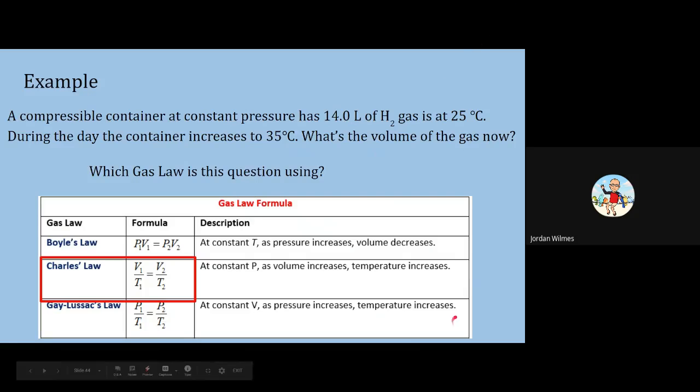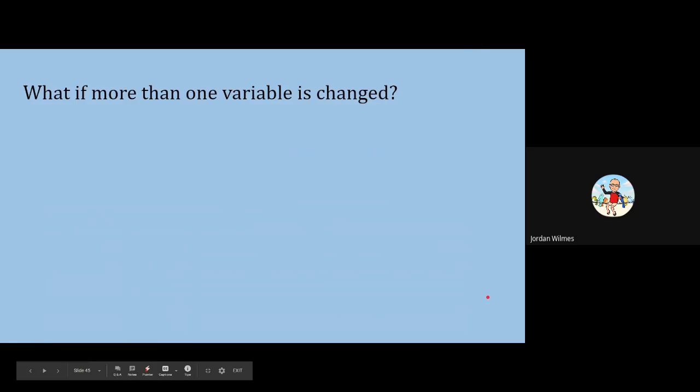I don't know if it was in this class or another class, but someone asked me, well, what if more than one of the variables is changed? Let's say we do something to a gas and the pressure and the volume go up, or the pressure and the temperature go up. What effect would that have on volume?